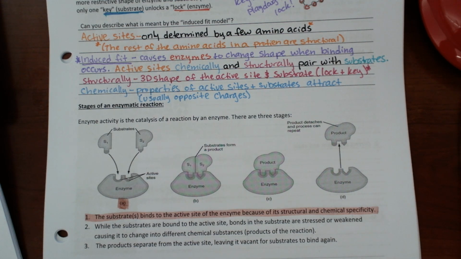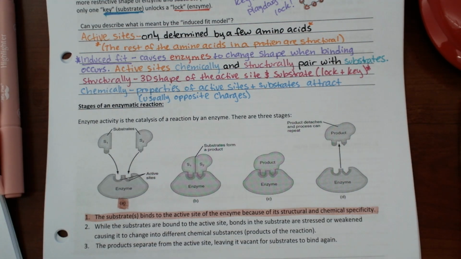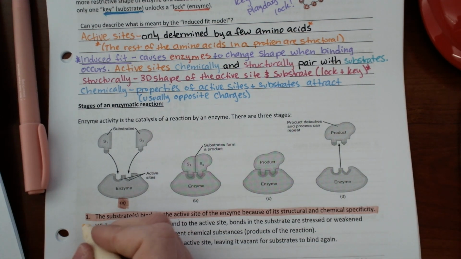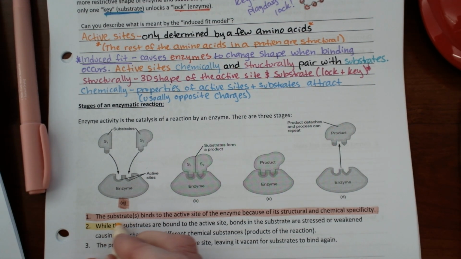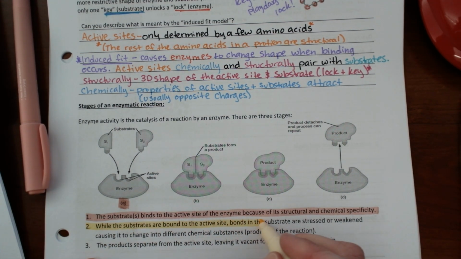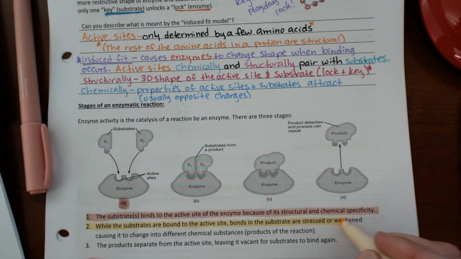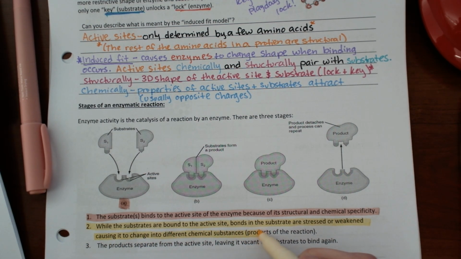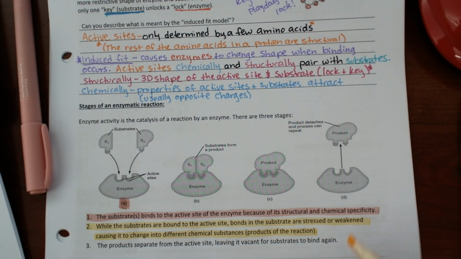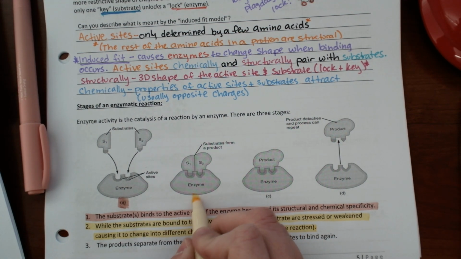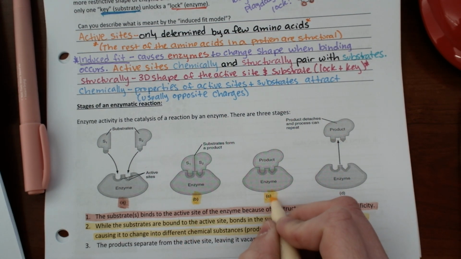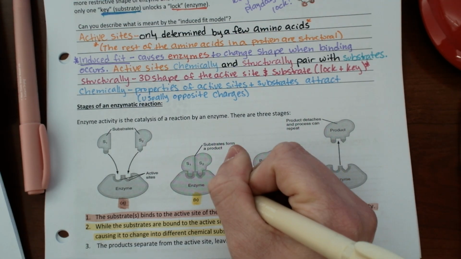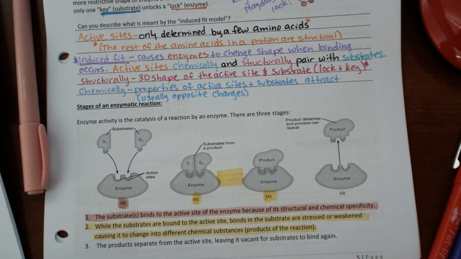Your second step is while your substrates are bound to the active site, bonds in the substrate are stressed or weakened, causing it to change into a different chemical substance or the products of the reaction, that you see in B and C, because in this time, your reaction occurs.